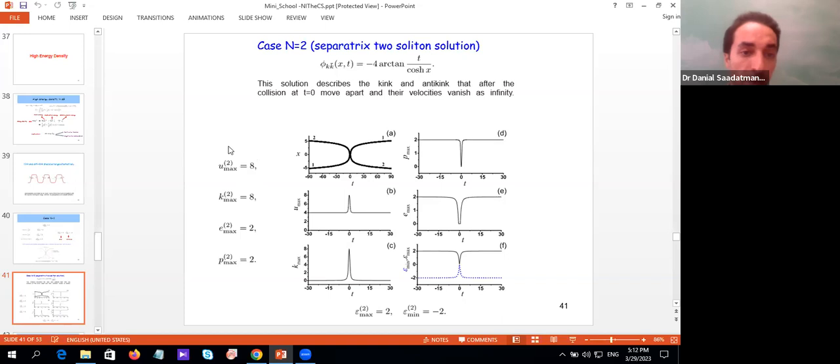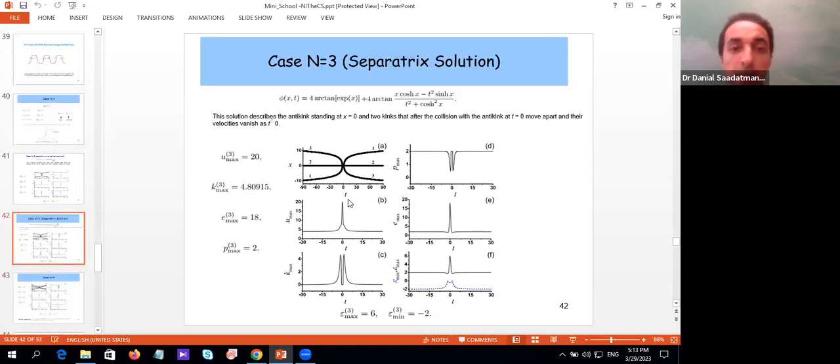You will see for the 2 kinks, the maximal energy density is 8, and the other numbers, as you can see here. Figure A shows the time evolution of the kinks. Two kinks come together and they interact. You see in figure B, the maximal value increases to 8 at the collision point, and the other results show the values of the other terms.